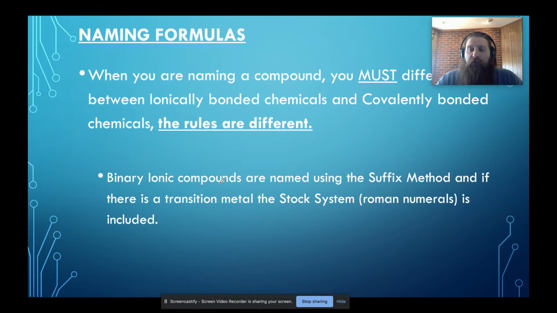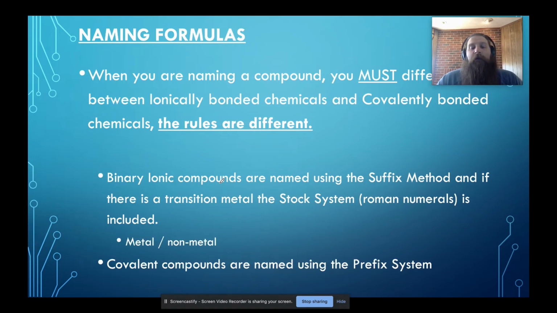It's named using what's called the suffix method. So we're going to put something on the ending. If there's a transition metal, we use the stock system and the suffix method. They're both going on. So we'd have to have a metal and a non-metal. If we're naming a covalent compound, we're going to use the prefix system. A covalent compound is always 2 non-metals. So to the right of the staircase, those compounds bonded to each other. We're going to see some of those.